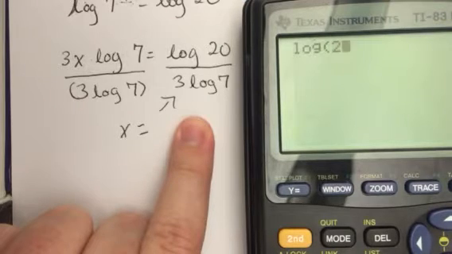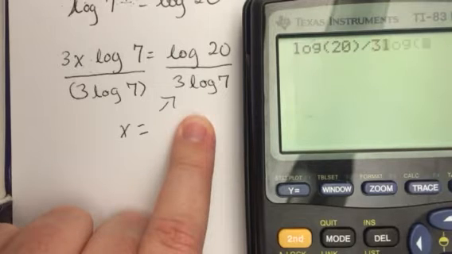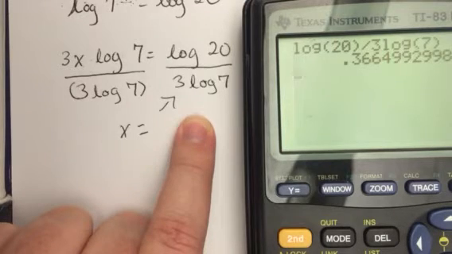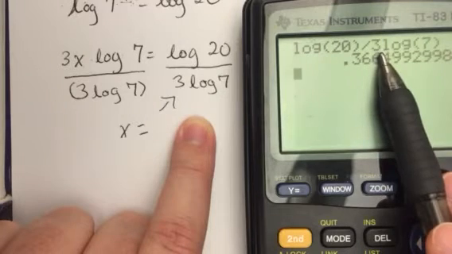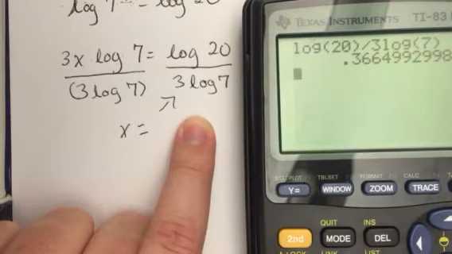So log of 20 divided by 3 log of 7. Now, this is a valuable lesson. You see how we get this 0.366? That's not right. Can anybody guess what needs to happen with our denominator when we type this in? You're right. We need to make sure that we put an extra set of parentheses, because what I just told the calculator to do was log of 20 divided by 3 times the log of 7. So I told my calculator wrong. Remember, your calculator is not as smart as you are.